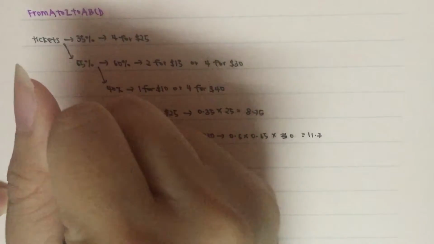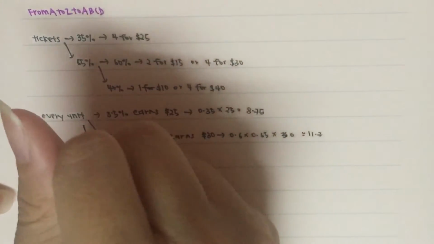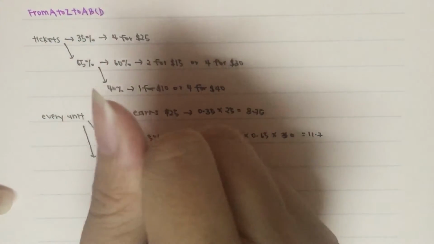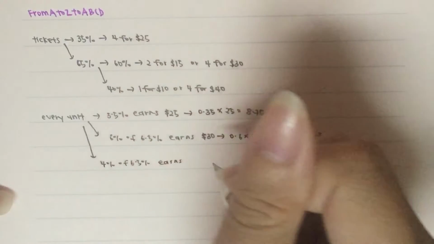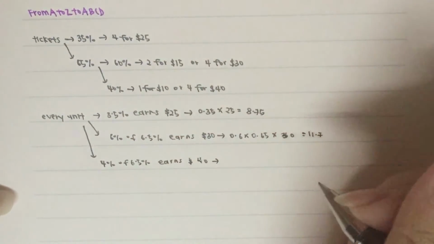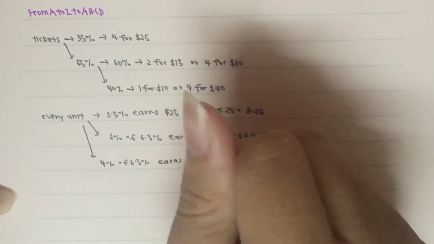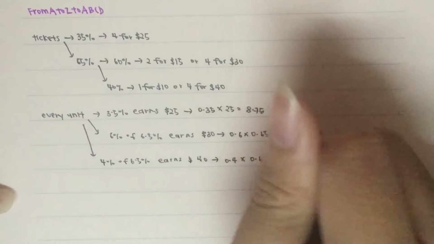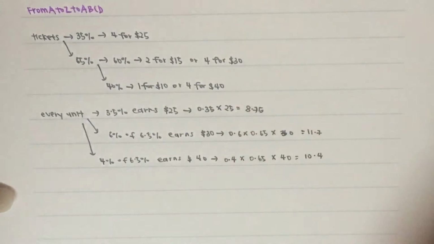Okay, then there's one more unit, which is 40% of 65% earns $40. Therefore, we'll get 0.4 times 0.65 times $40, and it will give us 10.4.